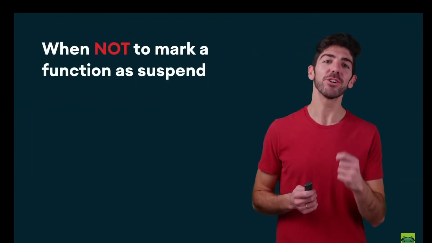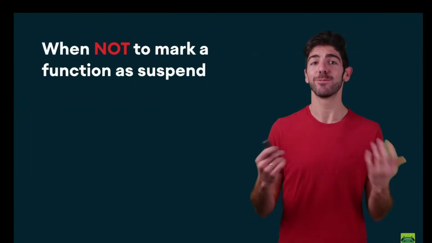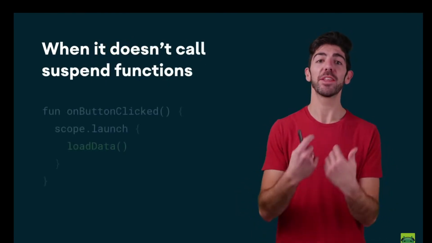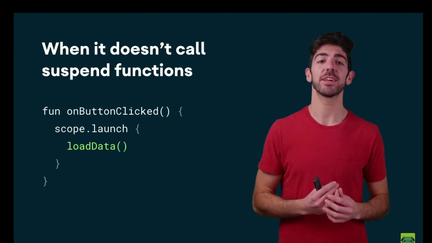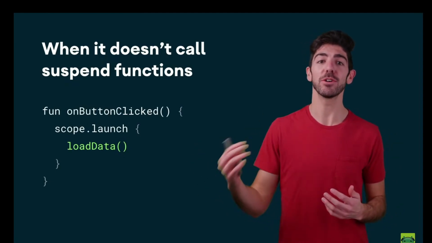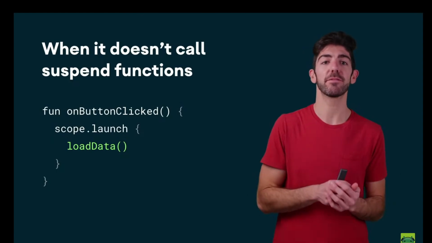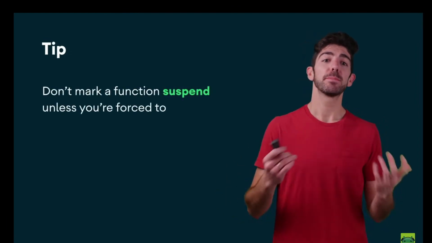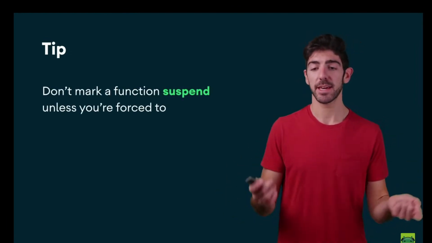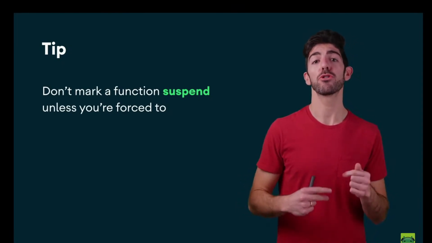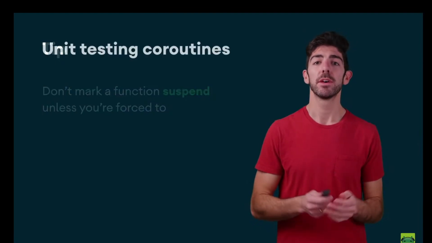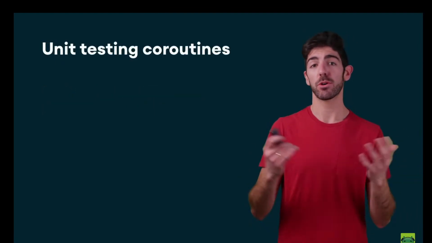But now, when don't you have to mark it as a suspend? Well, whenever it doesn't call other suspend functions. So onButtonClicked is just a function that triggers the coroutine. It calls launch. And because launch is not a suspend function, onButtonClicked doesn't need to be either. So the tip is, don't mark a function suspend unless you are forced to. In this case, you either mark it as a suspend or you start the coroutine, as we did with onButtonClicked. We're going to see how to test coroutines now.